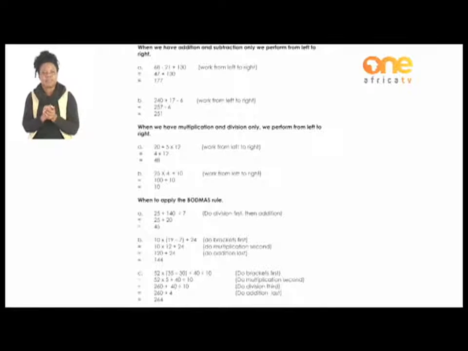So we say 68 minus 21 equals 47, plus the 130. And now we do the addition sum where we say 47 plus 130 equals 177. Let's try example B.